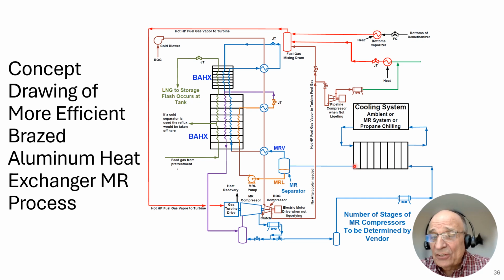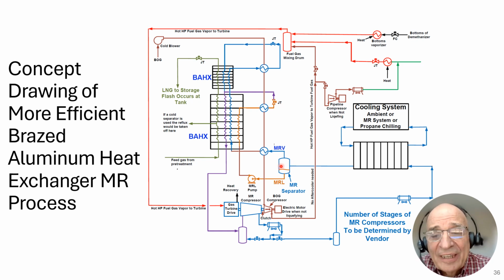In fact, you have to have another cooling system so that you can separate the MRL from the MRV. Now, this other cooling system could be more ambient heat exchangers, or it could be another MR system, or it could be propane chilling. It could be a number of different types of refrigeration systems. But you want to get this MR down to where it separates MRL and MRV.